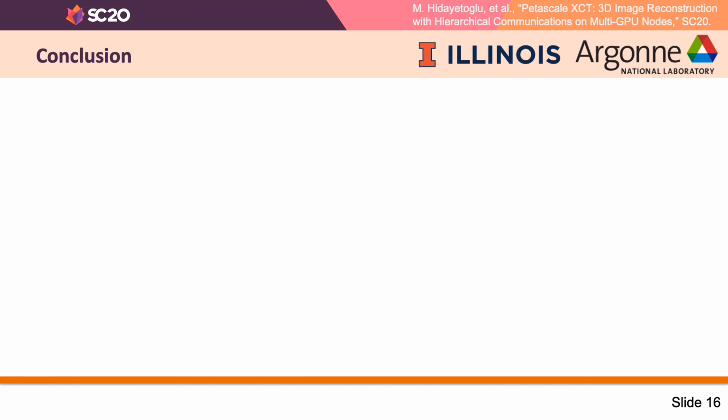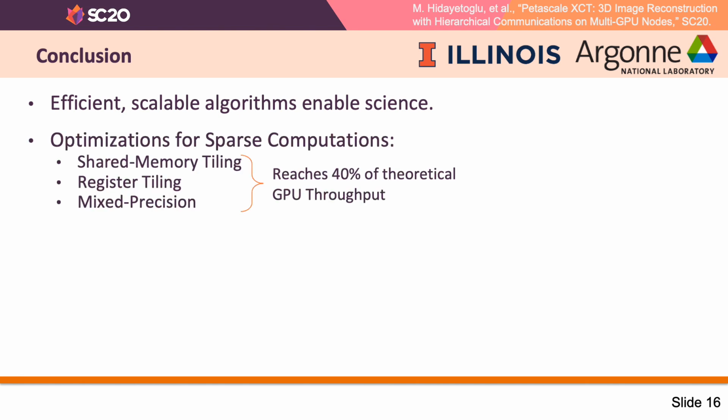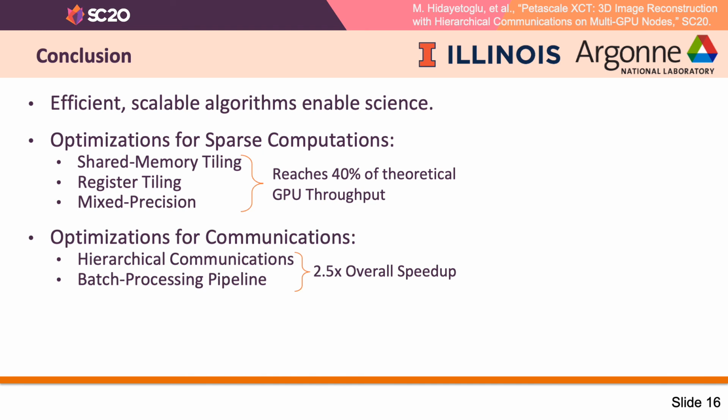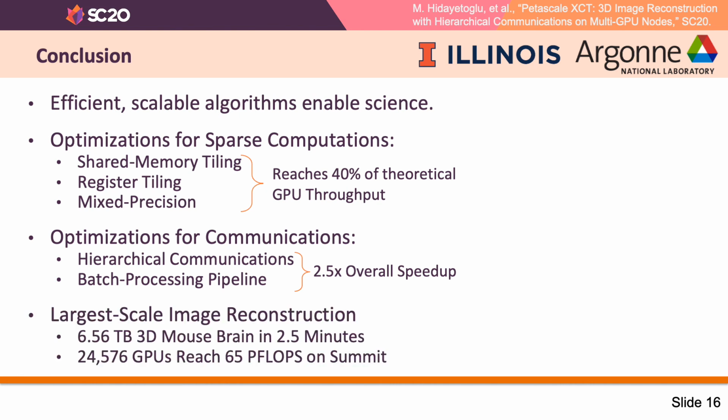Let me draw the conclusion. First, scientific discoveries with the new wave of light sources will only be enabled by efficient, scalable algorithms such as the one in this work. Second, we develop shared memory tiling and register tiling with mixed precision implementation to maximize GPU throughput for sparse computations. With the high throughput, communication time dominates the end-to-end reconstruction time. Third, to tackle this bottleneck, we propose hierarchical communications for multi-GPU node architecture with an overlapping strategy within the batch processing pipeline. And last, with all these optimizations, this work demonstrates an unprecedented scale of image reconstruction in terms of data size, number of GPUs, and peak performance.